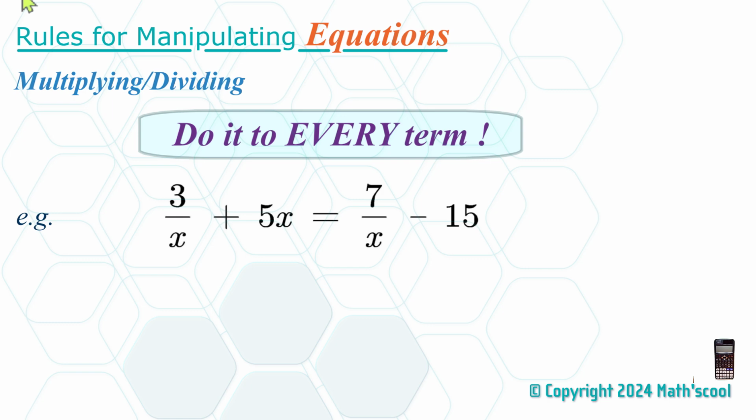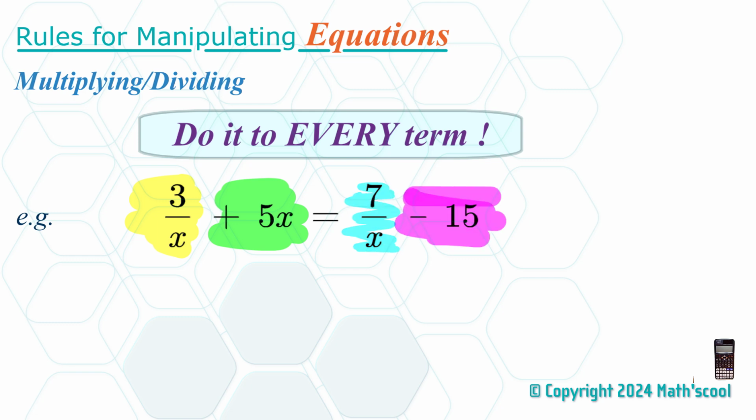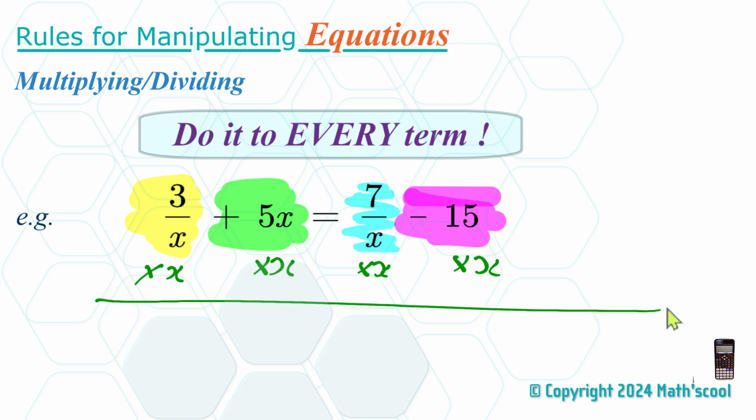If you're multiplying or dividing, you do it to every term. So remember, this is the first term, this is the second term, this is the third term, and this is the last term. And let's say I decide to multiply by x, I have to do that to every term. So I'll multiply this term by x, I'll multiply this term by x, I'll multiply this term by x, and I'll multiply this term by x.